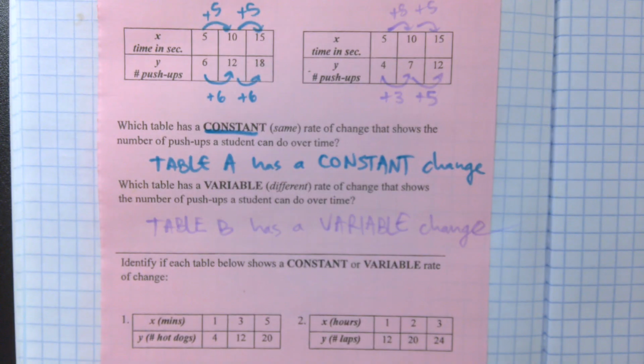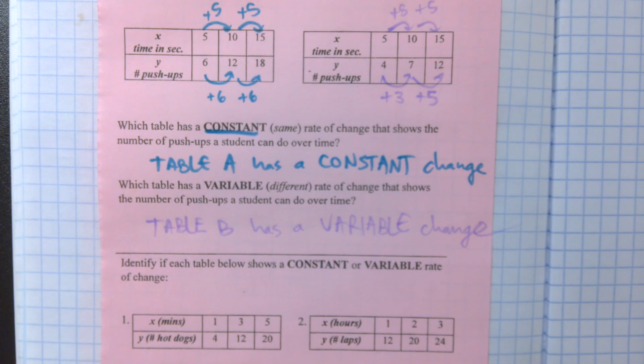This first person in table A is doing 6 push-ups every 5 seconds, constantly. Not slowing down, not speeding up. Nice constant speed. The second person is starting off slow, then kind of speeding up. Who knows, maybe they'll slow back down again. Not a constant speed.